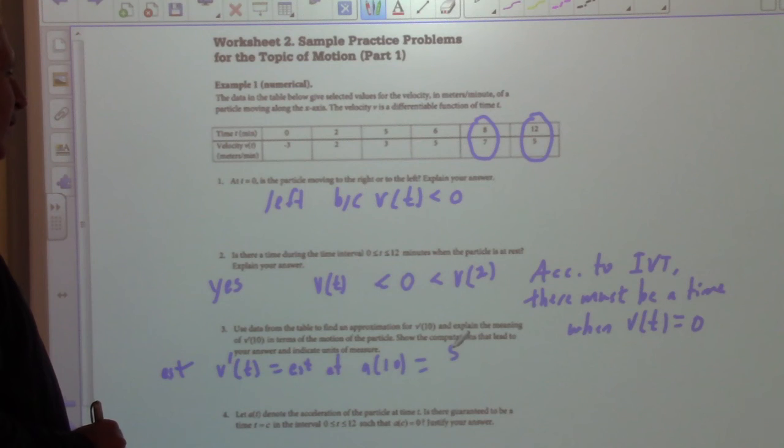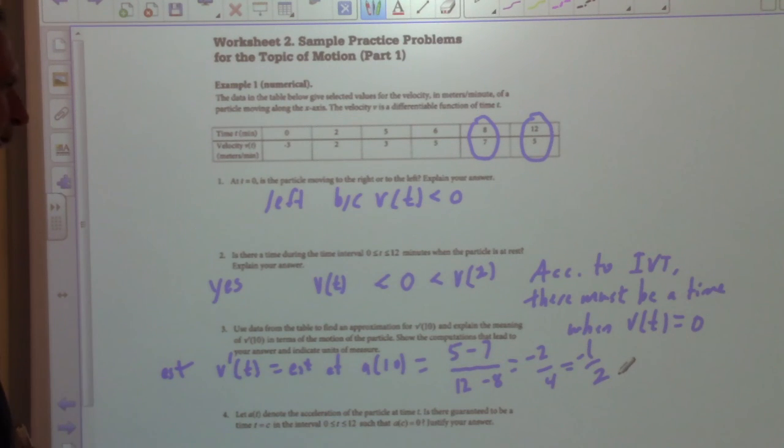So we have f of b minus f of a over b minus a. So I'm going to get negative 2 over 4 equals negative 1/2. And that's going to be what units? Meters per, yeah, meters per minute squared. And again, it's an estimate.